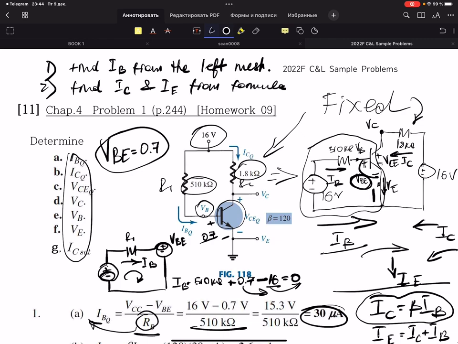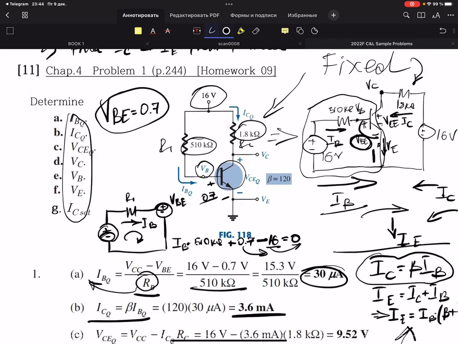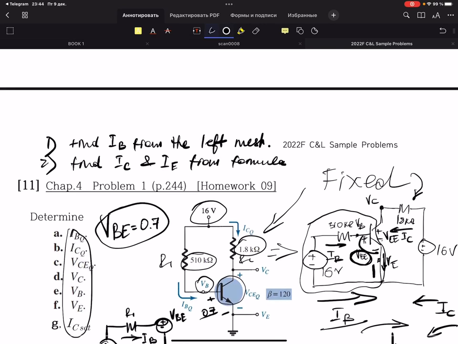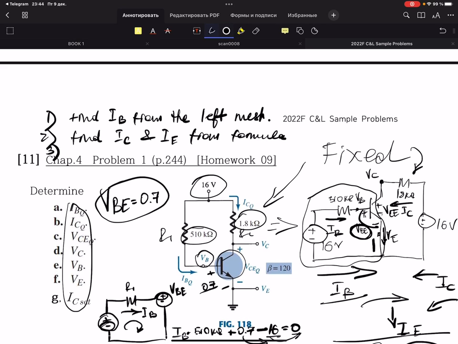I've given this formula, right? The source tabs is also easy. Just find any asked value from the right mesh. Do KVL in the right mesh, and you will get what you want.